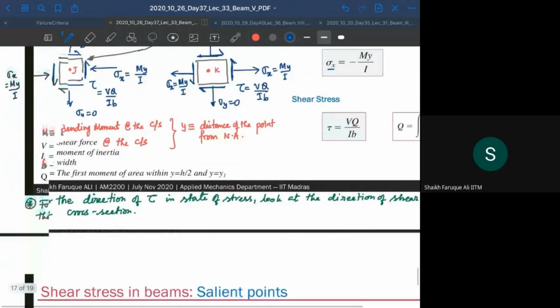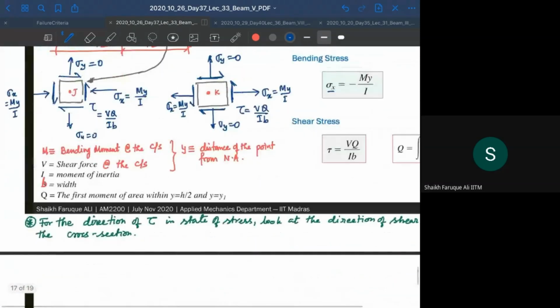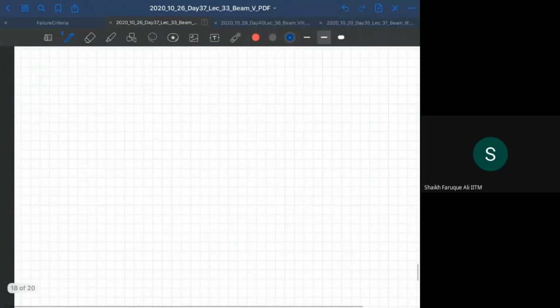Now let's look at two more points. Let's look at two more points. One is at the top layer, just at the top layer. Let's say this is my top layer.